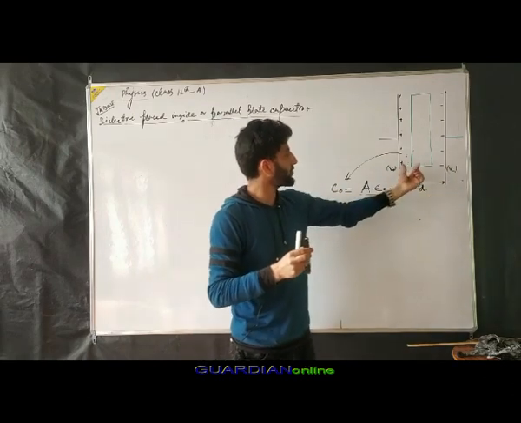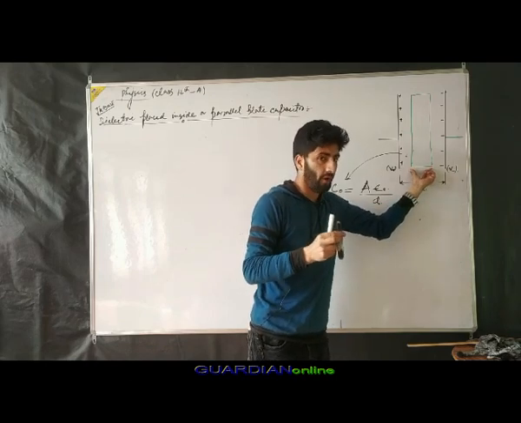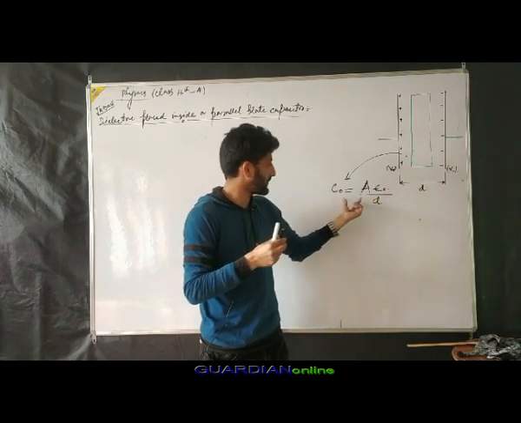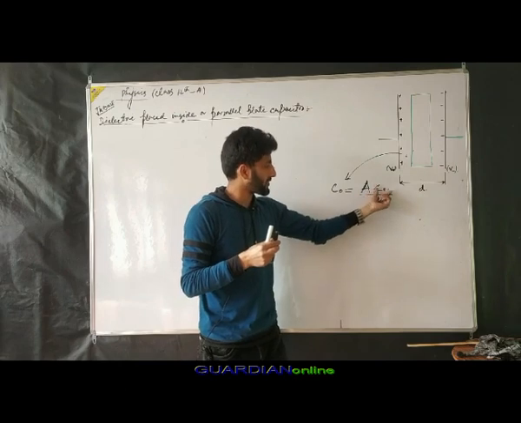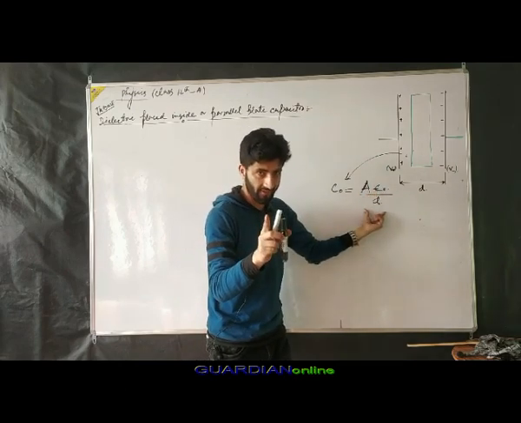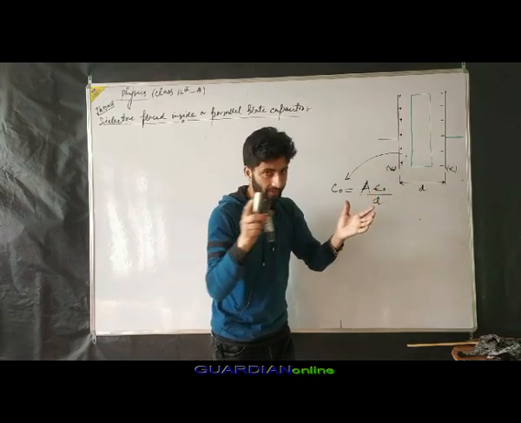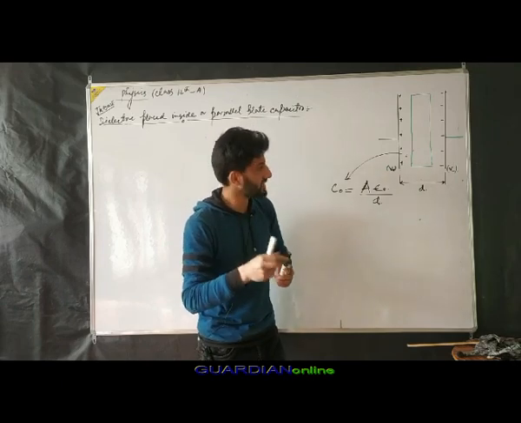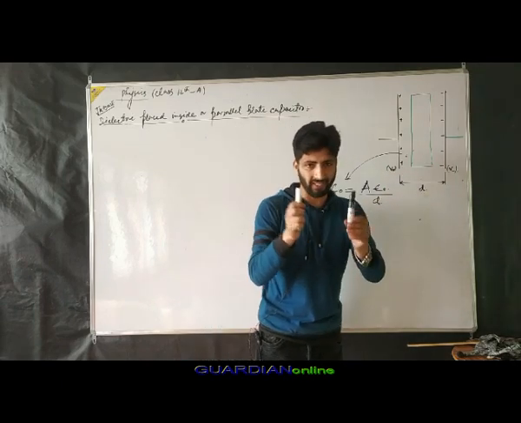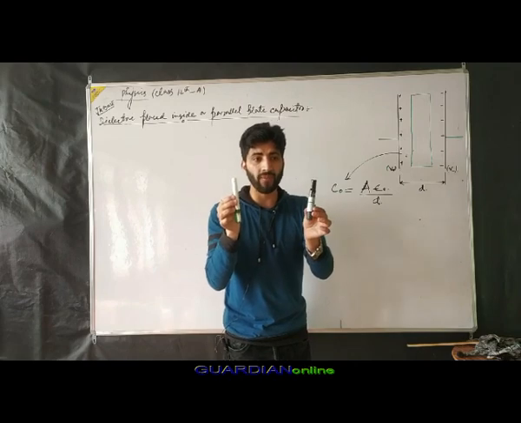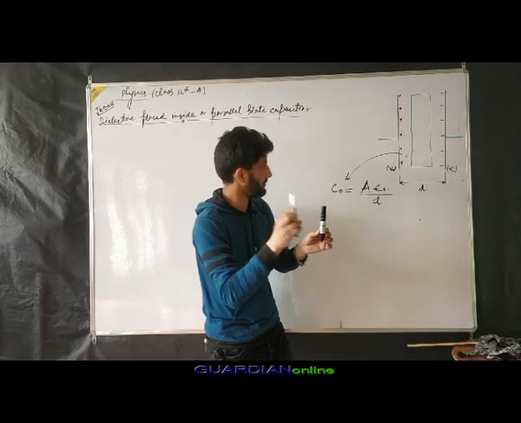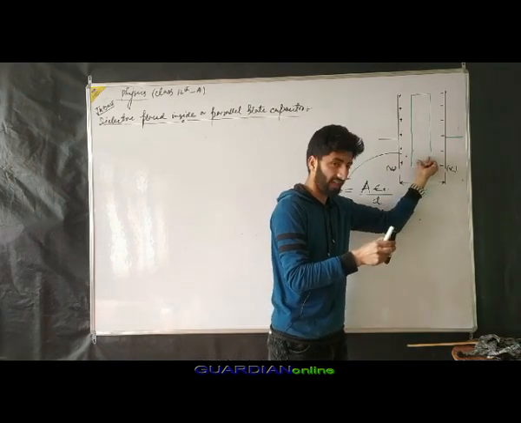Now before the dielectric medium is introduced, the capacitance is simply C naught equals A epsilon naught by D, so it depends on the dimensions and the medium separating the plates. Now the question is, with the plates at the same separation D, what happens when a dielectric medium is introduced?